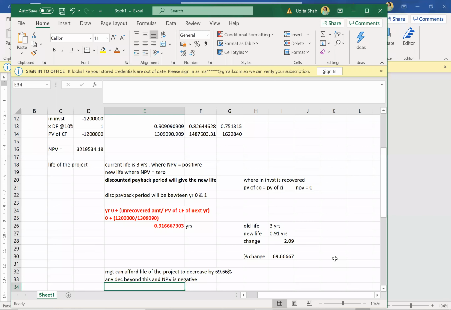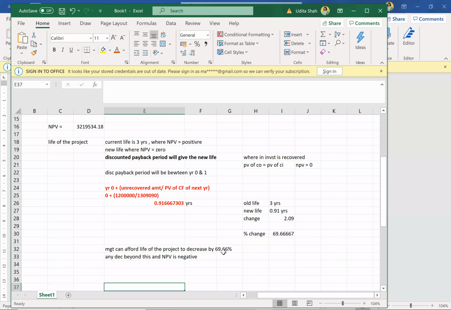So that is the life of the project. And do write these conclusions. Okay. Next.